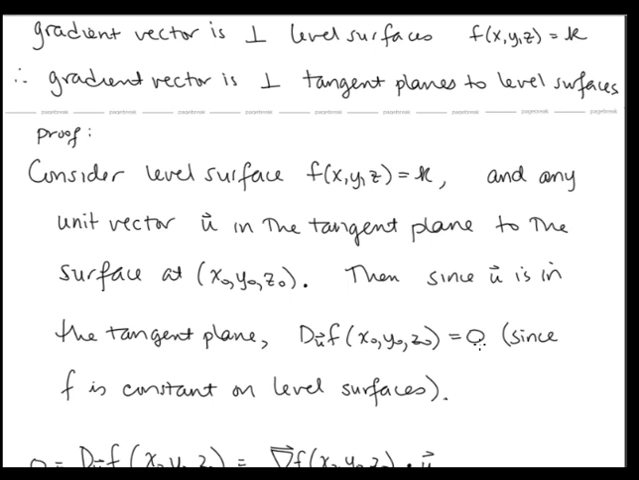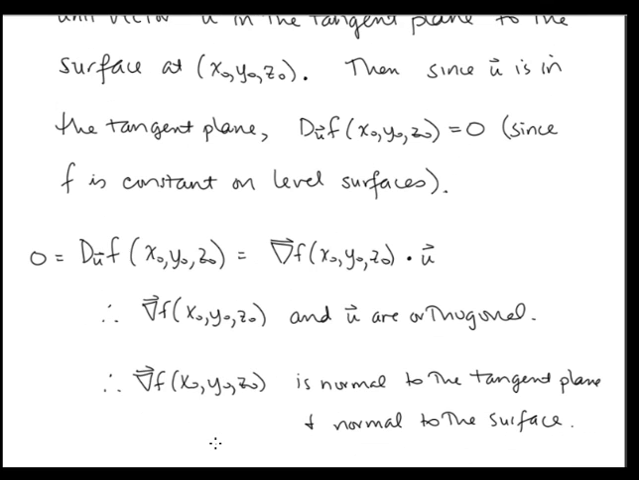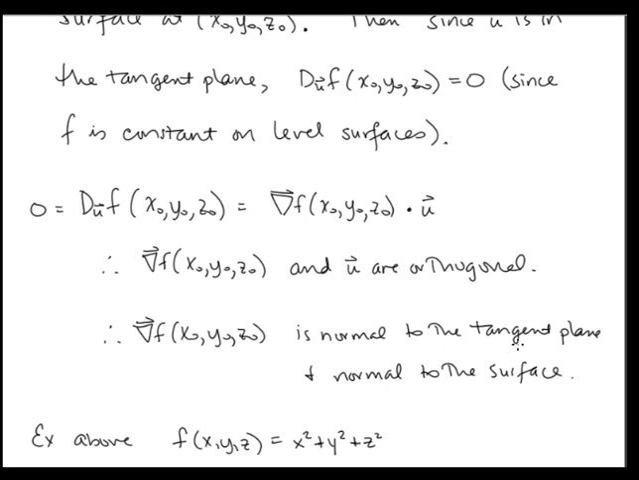We know there's no change in f for directions that are tangent to this surface. So that says 0 is equal to our directional derivative of f at x naught, y naught, z naught, and that can be written as the gradient vector at that point dot product with unit vector u. That's the vector in our tangent plane. And so that tells us that the gradient vector and u are orthogonal. So that tells us our gradient vector is normal to the tangent plane and therefore normal to the surface, to the level surface.